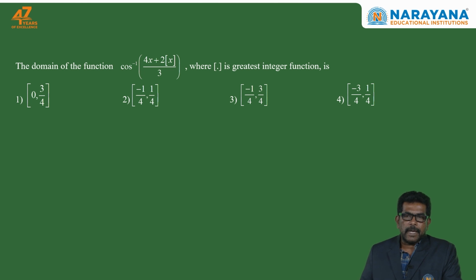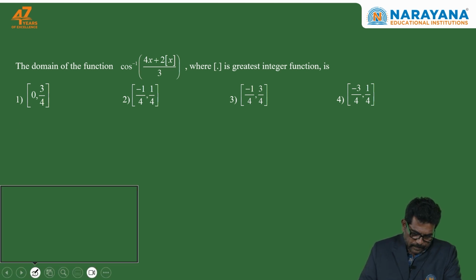Now the sixth question in mathematics. The domain of the function cos inverse of (4x plus 2 times the integral part of x) upon 3, where the bracket is the greatest integer function, is. This type of question we also discussed in the last session. So the same pattern question here, the domain of the function cos inverse of (4x plus 2 into the integral part of x) upon 3.